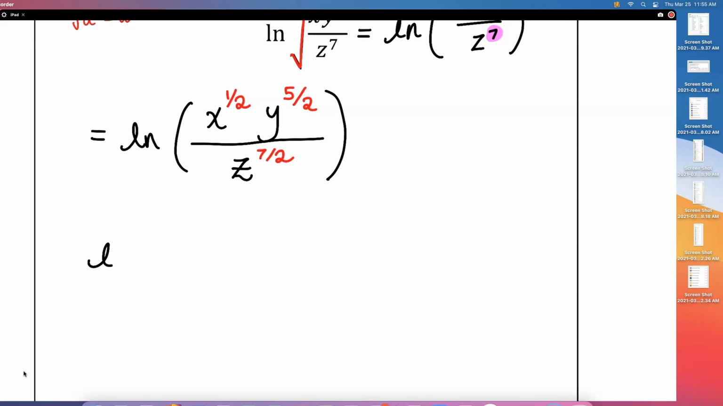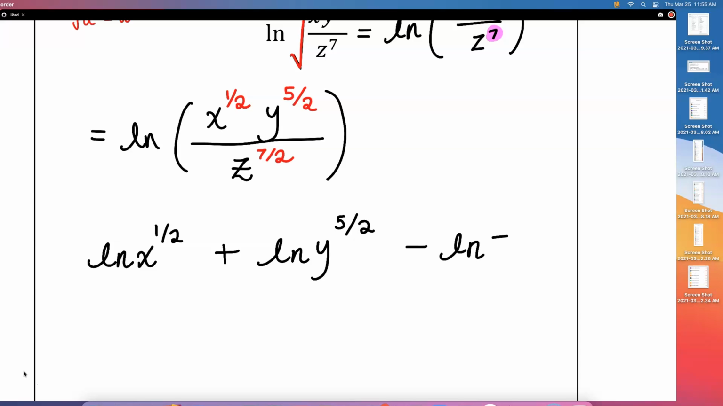So look, I'm going to do natural log of X to the 1/2 power plus natural log of Y to the 5/2 power. But the Z will have a negative in front of it because Z was in the bottom of the fraction, must be dividing. So minus natural log of Z to the 7/2 power. And lastly, all you need to do is just bring these exponents down in front of your natural log, and that will be it.